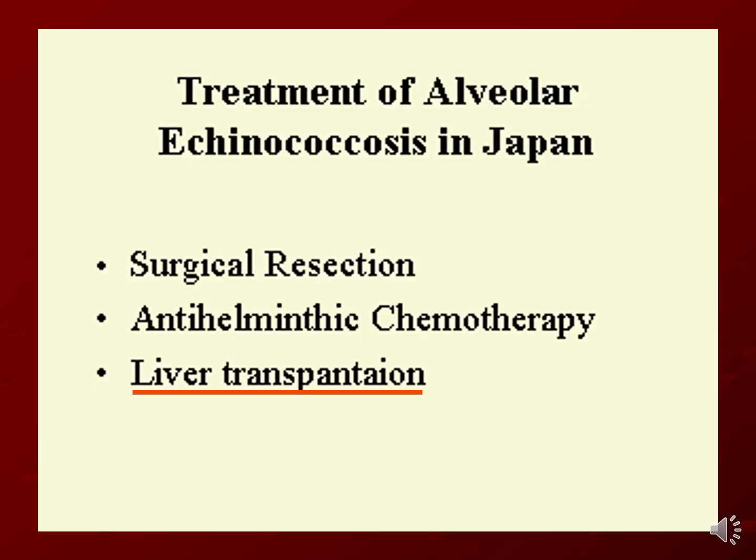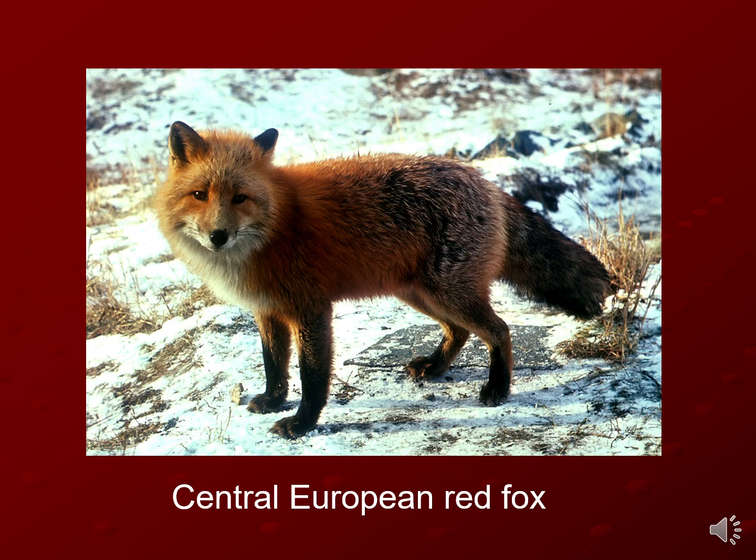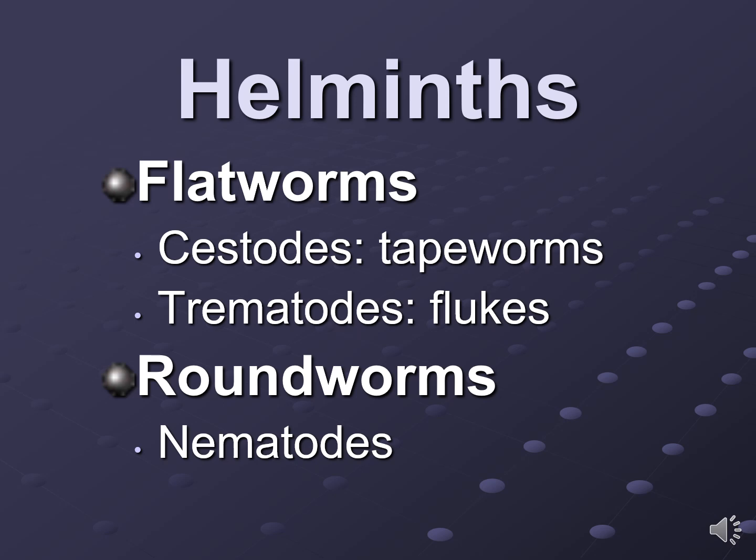Treatment of alveolar echinococcosis. In Japan, it occurs there. Surgical resection, of course, antihelminthic chemotherapy, albendazole usually, or liver transplantation whenever the liver is failing, actually. And this is the Central European red fox, the definitive host for Echinococcus multilocularis. A nice animal. Okay, helminths. So now we have studied the flatworms, cestodes, the tapeworms. We shall go to the trematodes, the flukes.